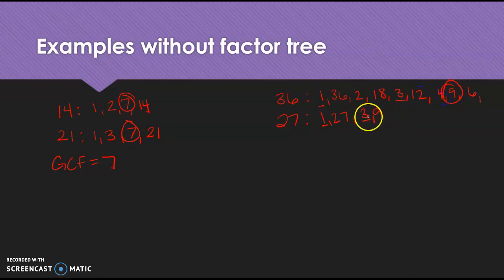But our kicker is the 9. And so we find our 9. And so greatest common factor is 9. And that's one way of doing it, listing out all the factors and going, yes, that is the biggest one that goes into both 36 and 27.